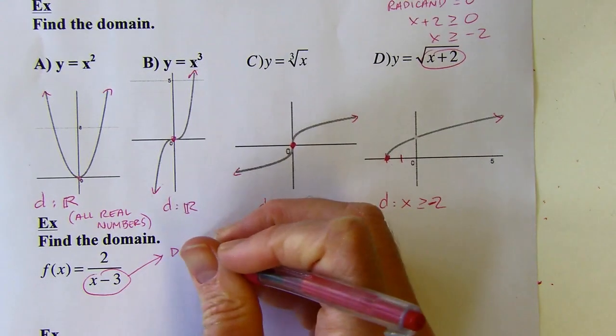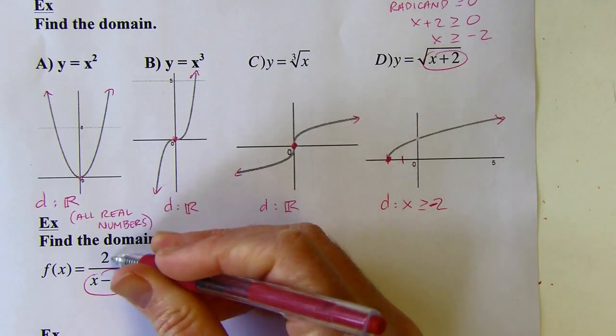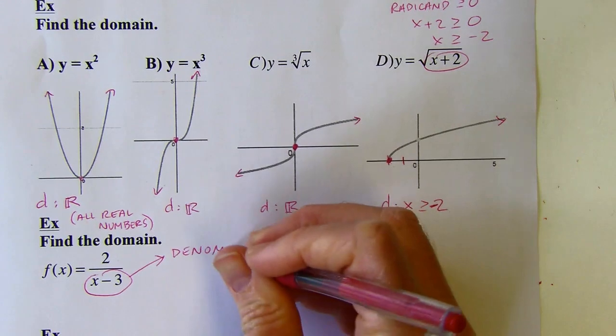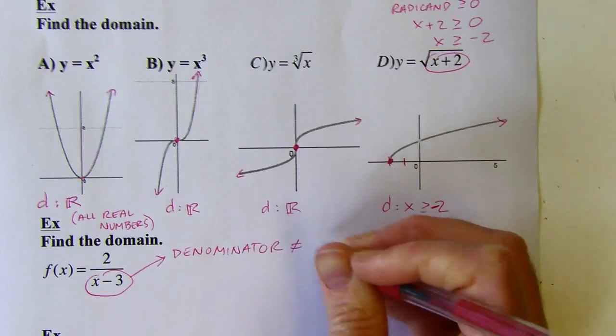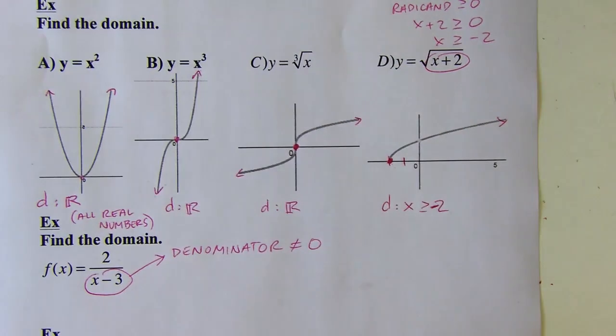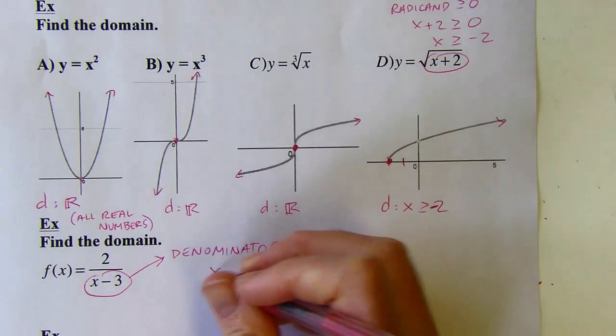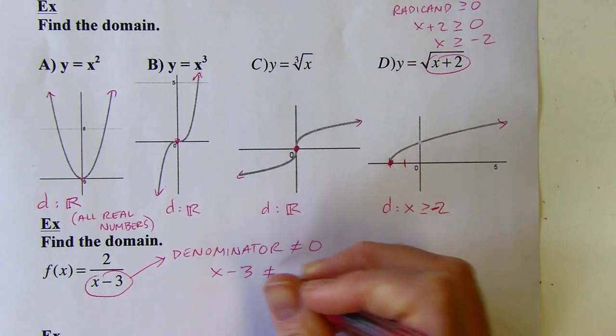Because you can't divide something by 0. You can't take 2 and put it into 0 piles. It doesn't work. So my denominator can't equal 0. So whatever's down there, I just say, okay, x minus 3 cannot equal 0.